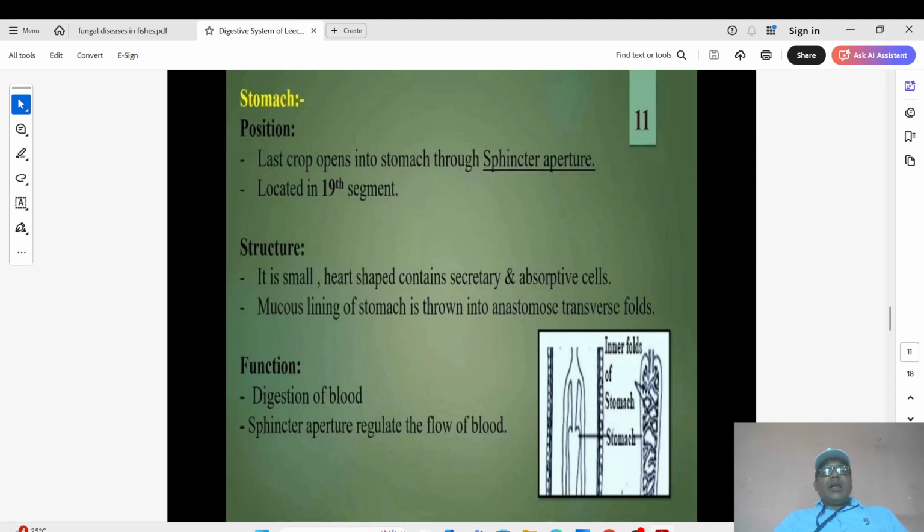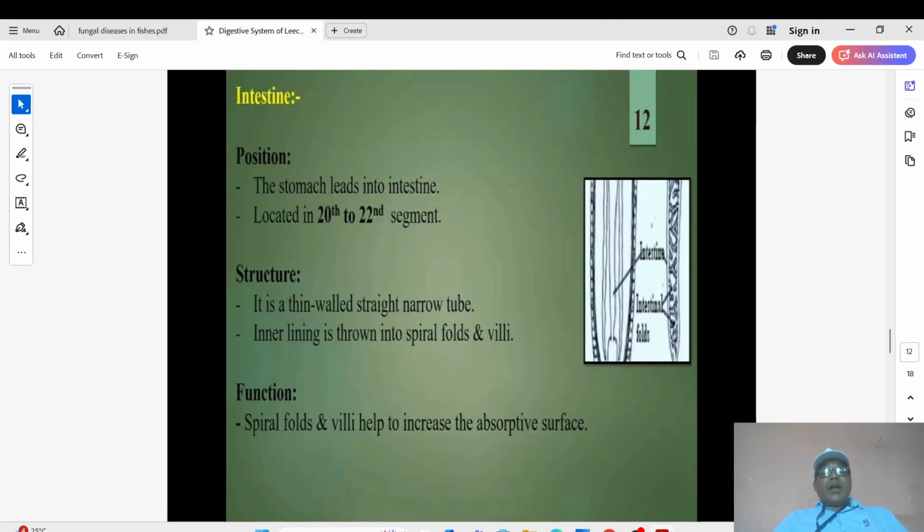Now stomach, below the crop there is a short stomach. The stomach is guarded by sphincter apertures located in the 19th segment. The structure of stomach, it is small, heart-shaped, and contains secretory and absorptive cells. The mucous lining of stomach is thrown into anastomosing transverse folds. Now function of stomach, that is digestion of blood, and the sphincter aperture regulates the flow of blood.